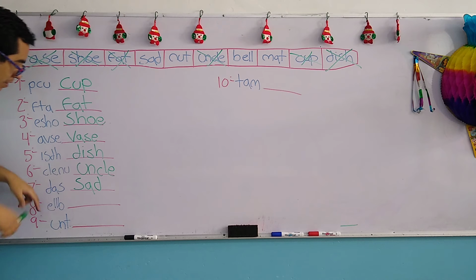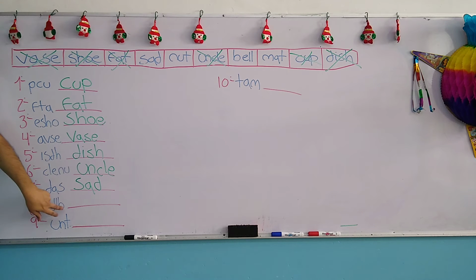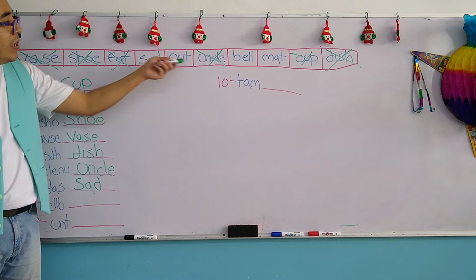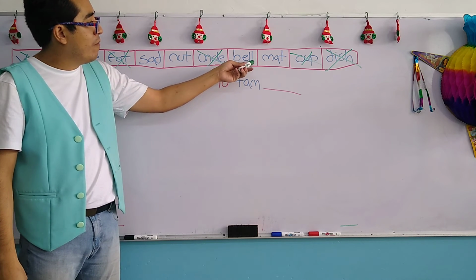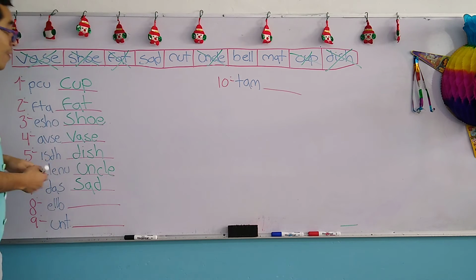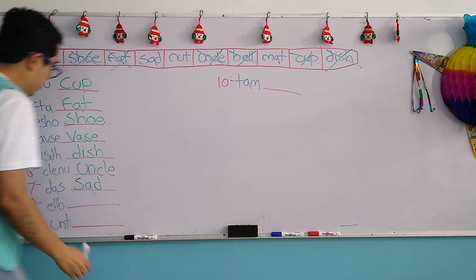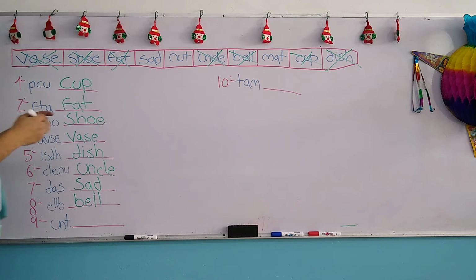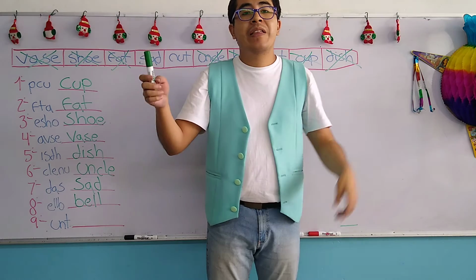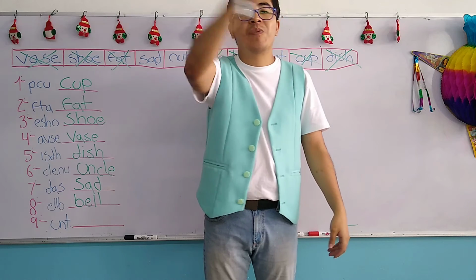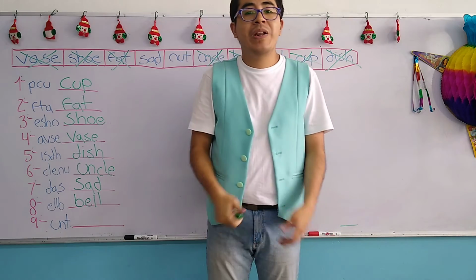For number 8, we have letter E, double L, 1 L, 2 L's, and letter B, 4 letters. 1, 2, 3, no. 1, 2, 3, 4 letters, and we have double L, those L's, 1 and 2. So, the correct word, the word in order is bell. B, E, L, and L. Bell, it's an object that contains a little sphere, so we can grab it and we can make noise. We can play noise with the bell, una campana.